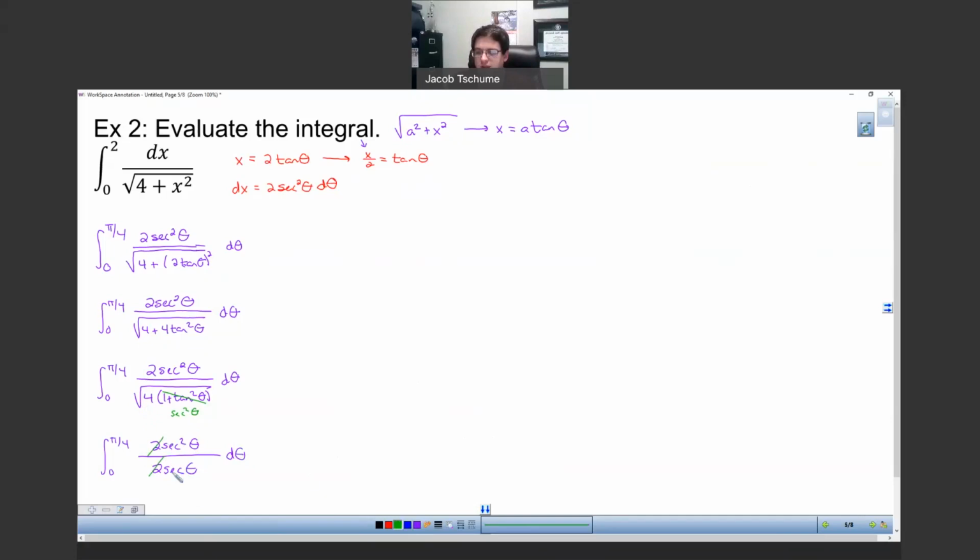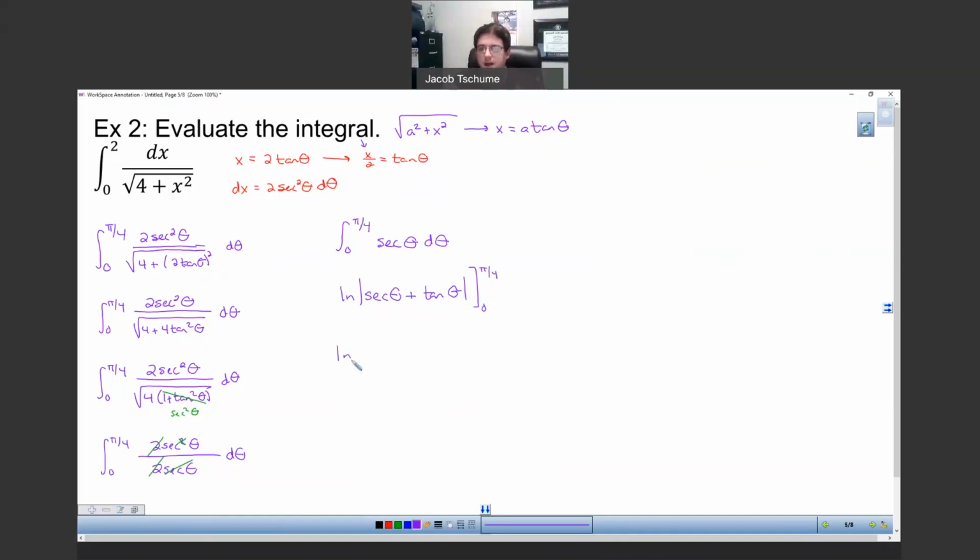Well, the 2's cancel, and you can cancel one of the secants off, and we are left with an integral from 0 to pi over 4 of just secant theta d theta. Now, while this is not one of your traditional 6 trig rules, it is one of the rules that I said you had to learn when we did the video on section 7.1. So if you haven't started learning those yet, you need to know them because they randomly show up. The integral of secant is the natural log of secant theta plus tangent theta, which we are going to evaluate from 0 to pi over 4.